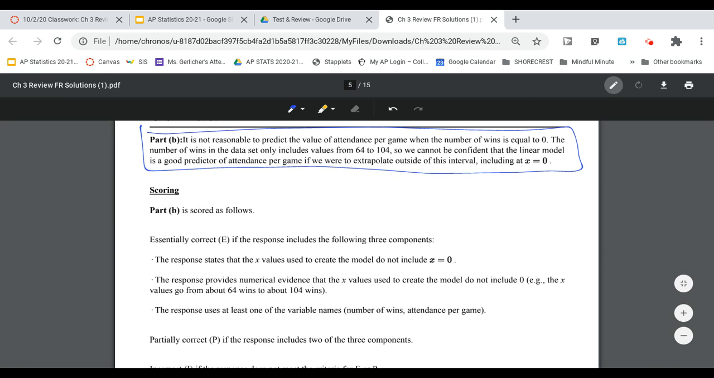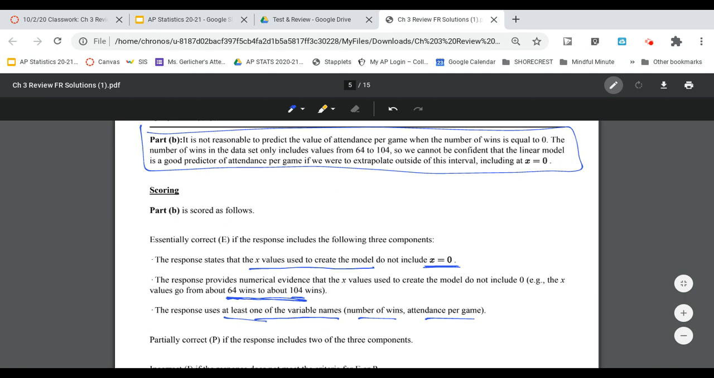But to get full credit on this, you need to mention that the x values used to create the model, so the x data that we have, does not include 0. They want you to say what x data we do have. We have between 64 and 104, and 0 is not part of that interval. So that sentence I just said would hit both those bullets. And they need some context in there. So at least one of the variable names.